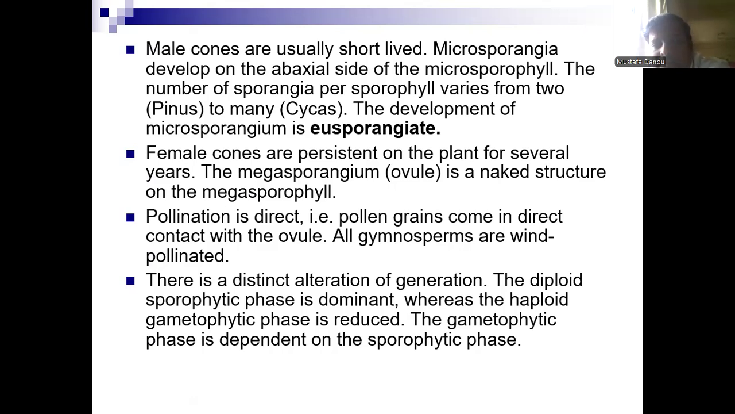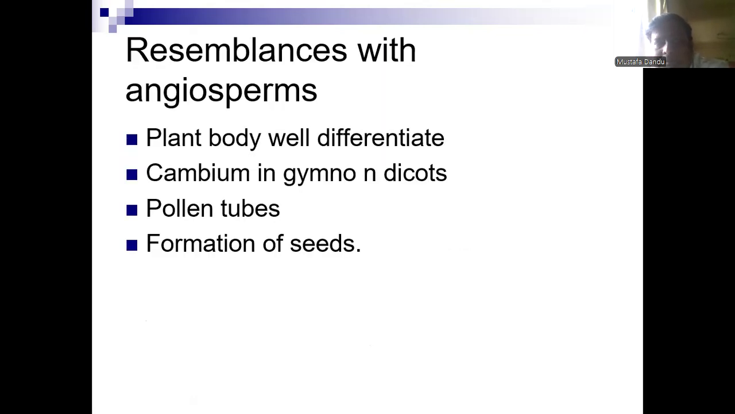There is a distinct alternation of generation. The diploid sporophytic phase is dominant, whereas the haploid gametophytic phase is reduced. The gametophytic phase is dependent on the sporophytic phase. The resemblance with angiosperms: the plant body is well differentiated into stem, leaves, and roots, the same as angiosperms. Cambium is also present in gymnosperms, like dicots.